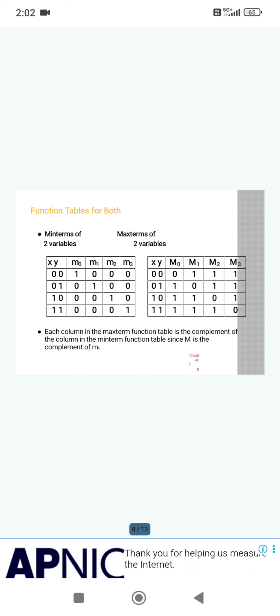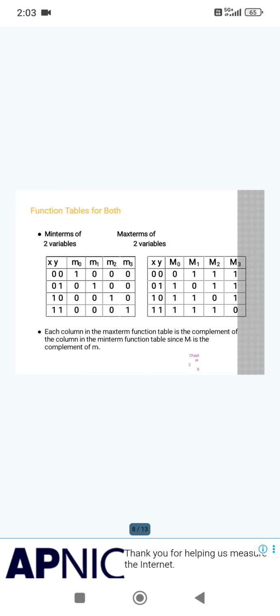Here also it is the same. 0 0 means m0 is 1. 01 means m1 is 1. 10 means that is the 2 position, so 2 is 1. 11 means both the 2 and 1 positions are 1, so the value is 3. So m3 is 1.